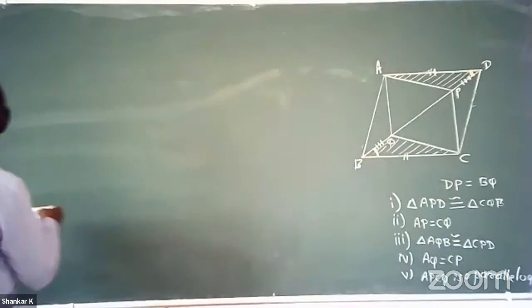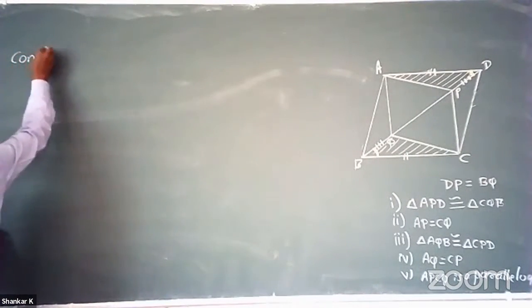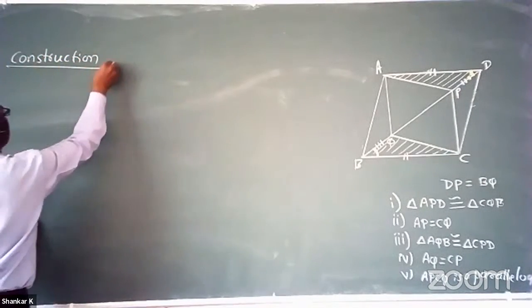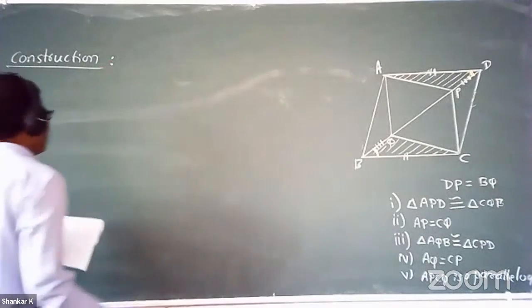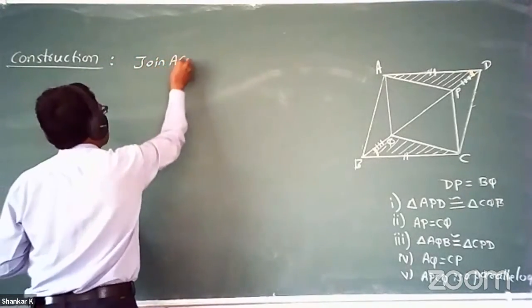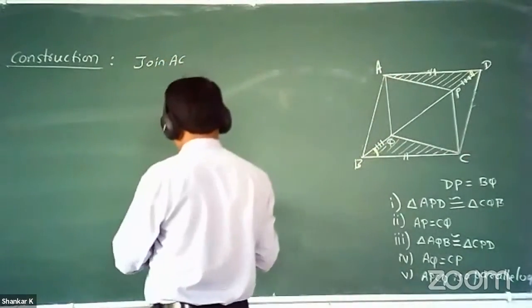Next part is construction. So join AC. This much they have given. We need to join AC also. That is later we shall do.